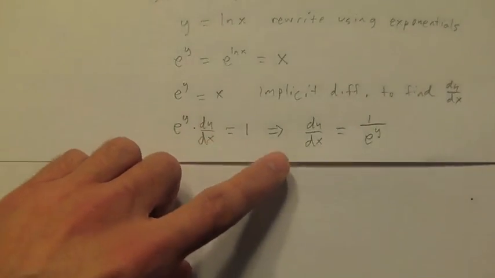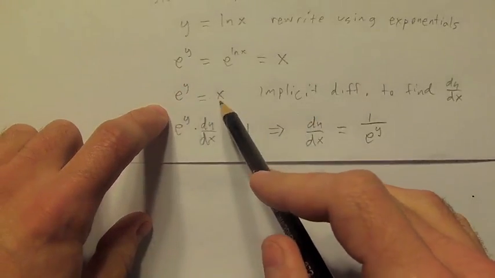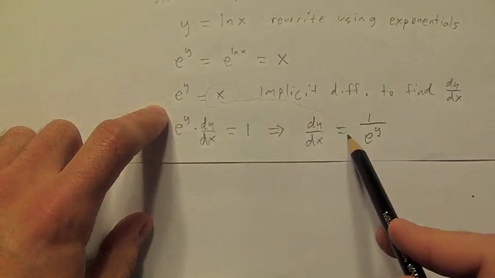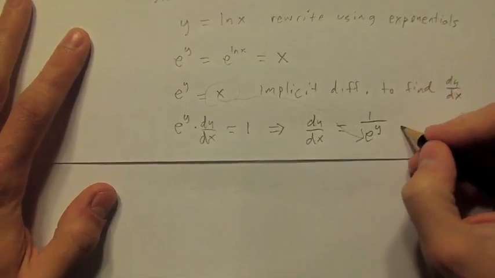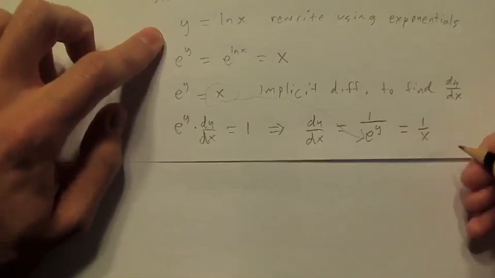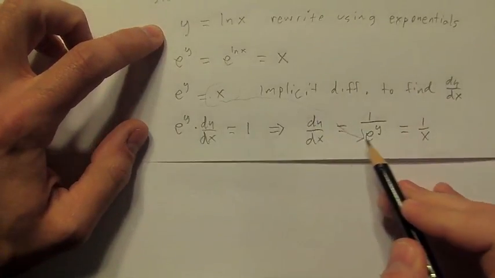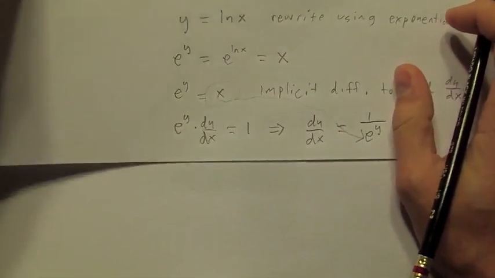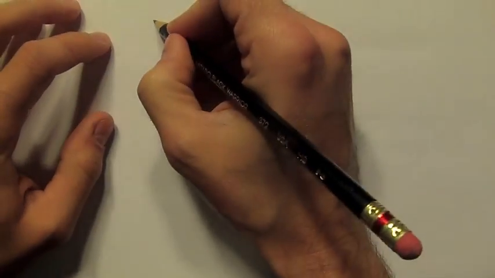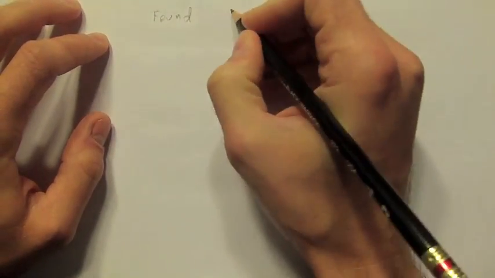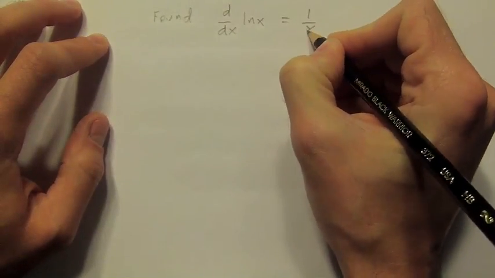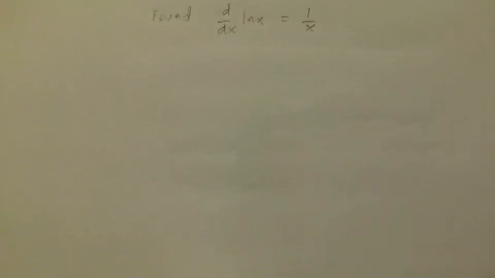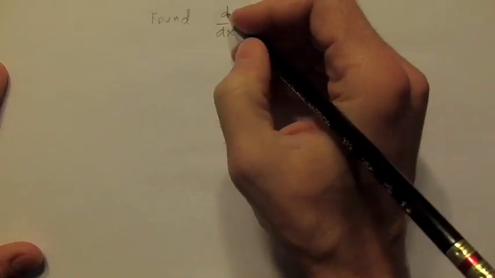Right? And e to the y, well, e to the y we know is x. So I'm going to put that back in, and we get that this is 1 over x. So if y is the natural log of x, then dy over dx equals 1 over x. So what we've basically found here is that the derivative with respect to x of the natural log of x is simply 1 over x. So there's our rule for the natural log.